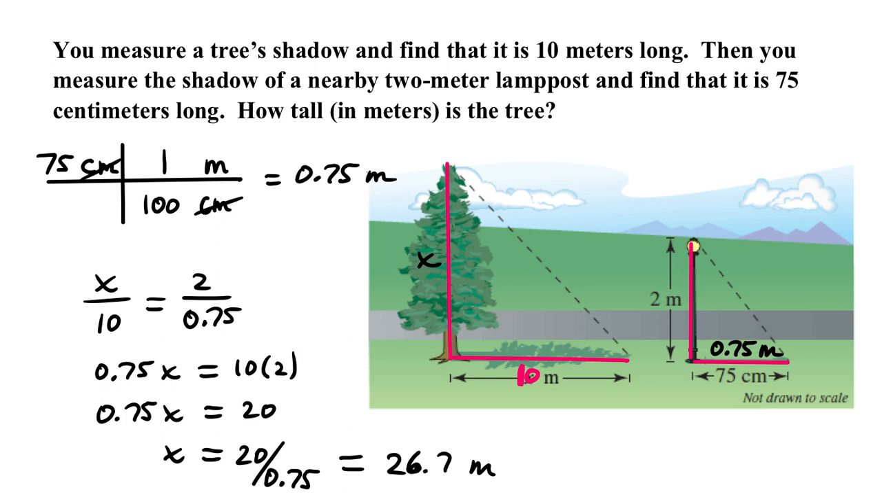All right, let's set it up. First, we're going to use the tree diagram. Tree over shadow equals, then we move to the lamppost figure, lamppost over shadow, cross multiply, so 0.75x is equal to 2 times 10, 0.75x equals 20, divide both sides by 0.75, and we find that 20 divided by 0.75 is just shy of 27 meters. 26.7 is what we've got, and that represents the height of that tree.